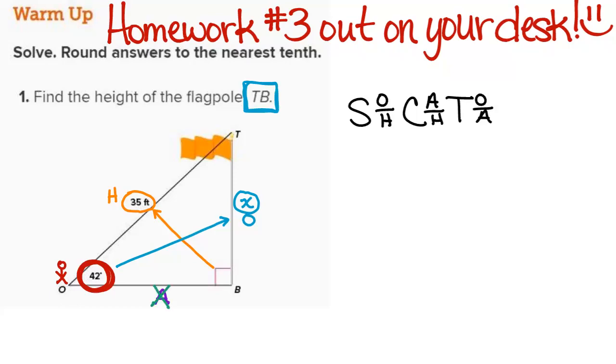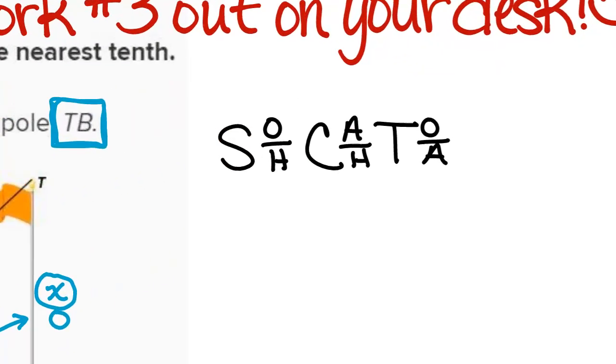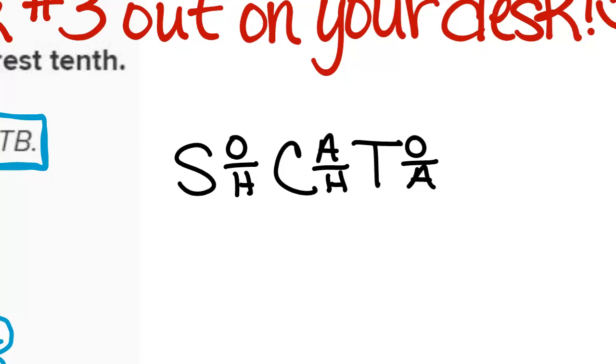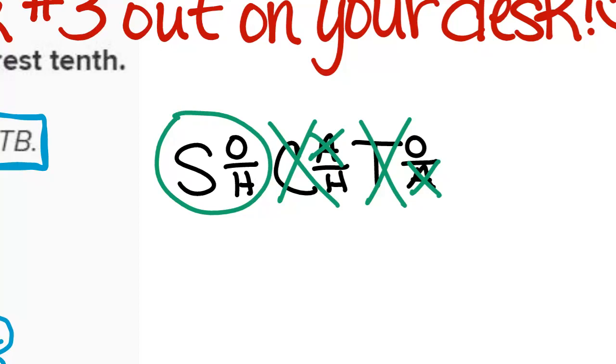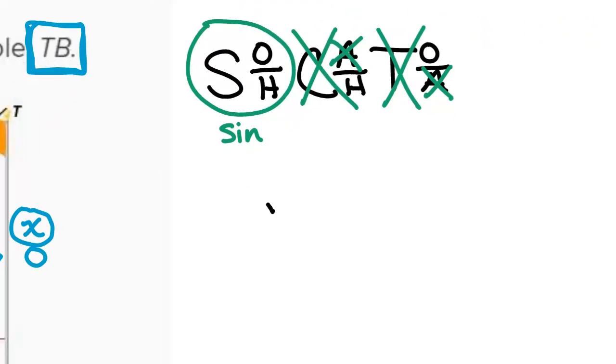The adjacent side. So which two do we have to throw out because they use adjacent? Cosine uses adjacent, so we won't be able to use that. And tangent uses adjacent, so we won't be able to use that. So we're going to have to use sine. All right, so then I have sine.